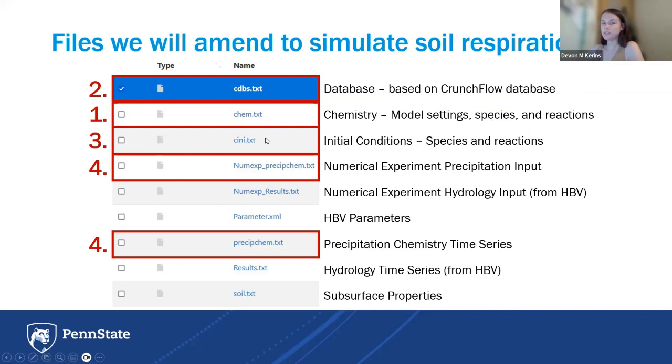The third input file we will change is the initial conditions or CINI.txt input file. So this will have all the initial conditions, your initial species concentrations in your system, and then also the initial conditions and different parameters for your reactions. And then the fourth input file has to deal with the time series of precipitation chemistry. So we have our precip chemistry time series file, and then we also have the numerical experiment precipitation input if you're going to be running any numerical experiments with BioRT-HBV.